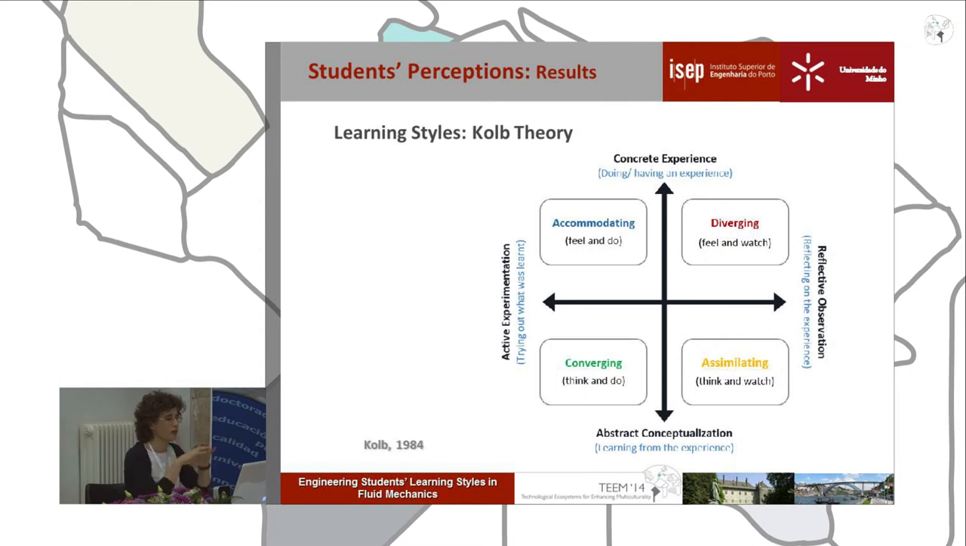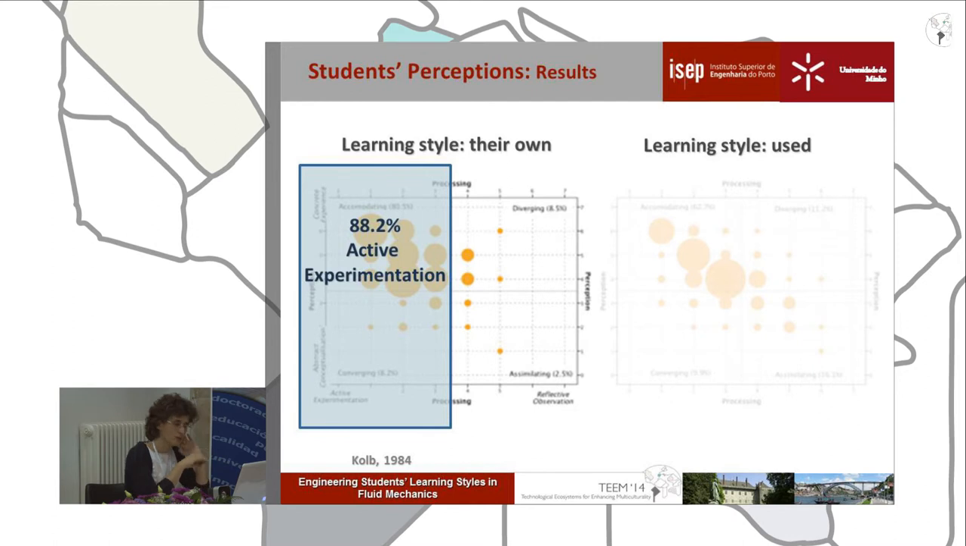Here are the first results, which I'm going to show all together, from the 162 students. You can see that the students define themselves as accommodative, meaning that they like to feel and do, or in a different way, they are mostly active. The majority of the students consider themselves active. It's good because they are engineering students, so they like to feel and do.